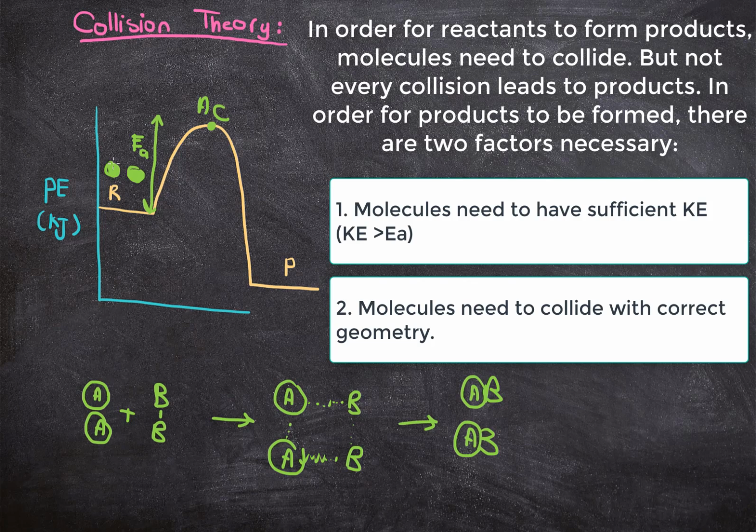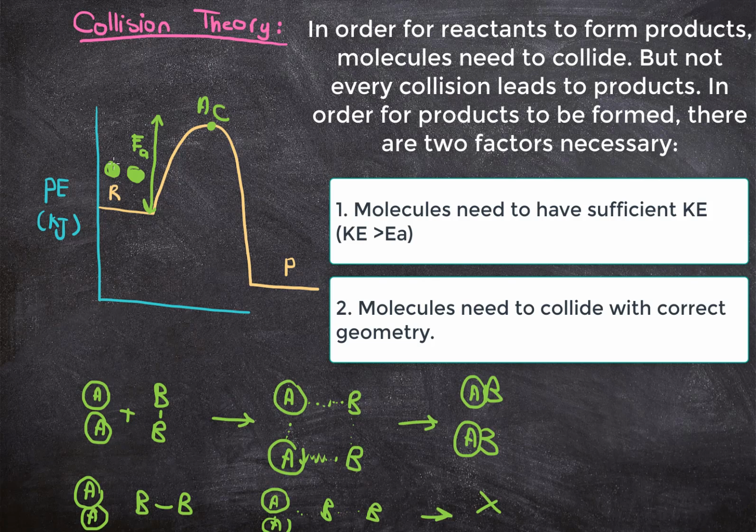But imagine if A and A come this way, but then B and B approach it this way. Is this going to give me the correct geometry? Is this a correct geometry to make the activated complex? No, because there's no way from this that I can actually make this. The best case scenario over here is that the bond between A and A can break, and the bond between B and B can break, but you never can make this product. So that's why this reaction cannot happen. This was the second factor that is required for the reaction to happen.